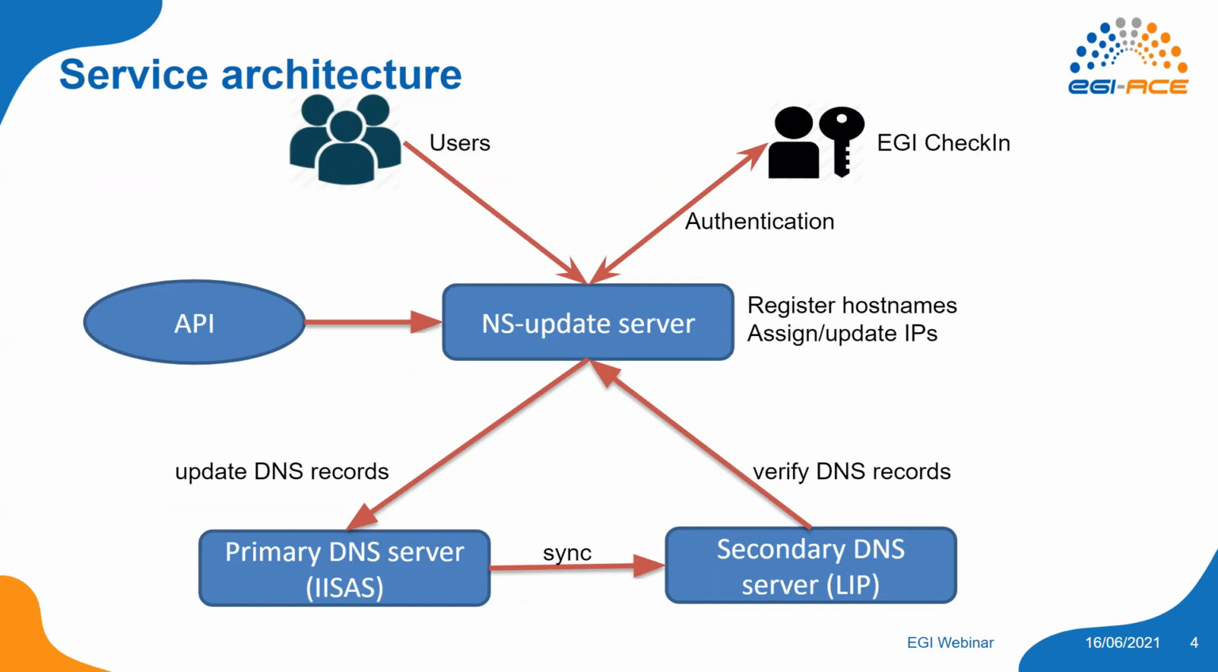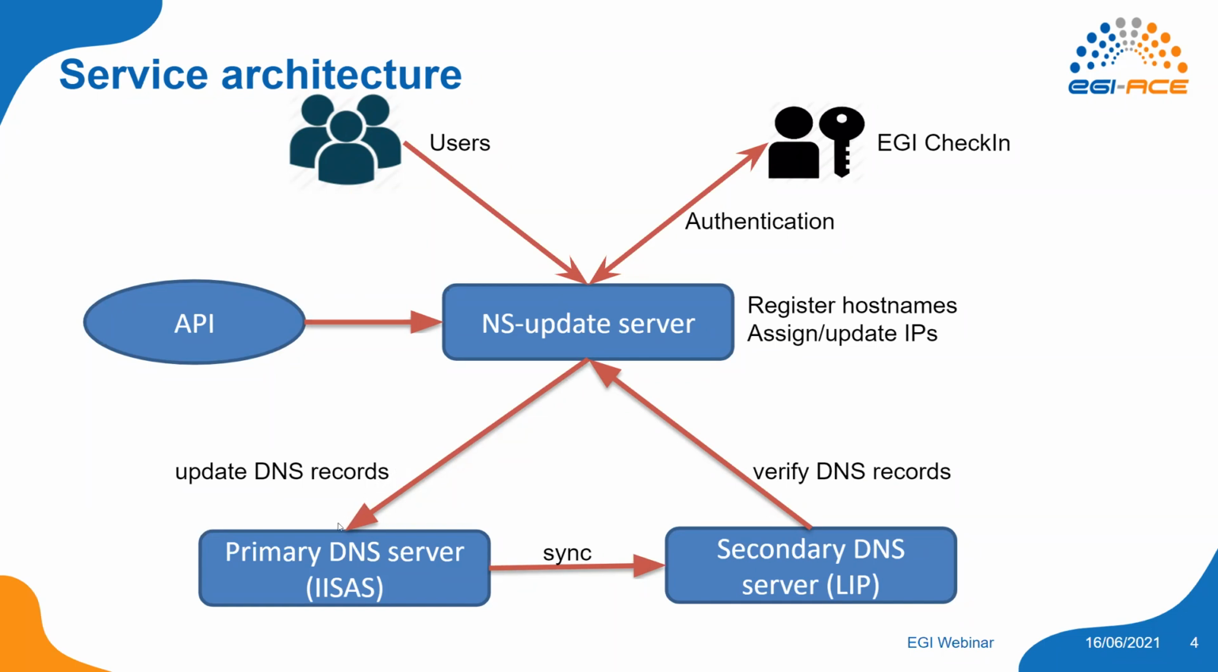So this is the service architecture. The central point of the service is the NS updater server. It's responsible for registering hostnames and assigning updated IP addresses to your hostname. The user can log in to the NS updater server via a web browser, and will be authenticated via EGI Check-in. Also, via an API for updating IP addresses, clients can contact the NS updater server.